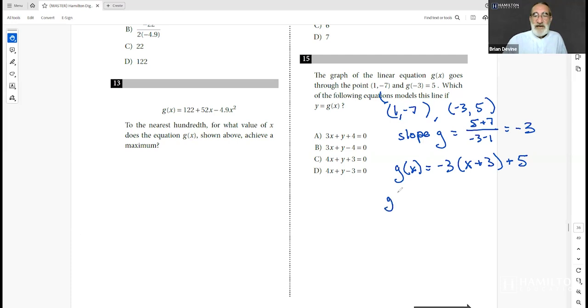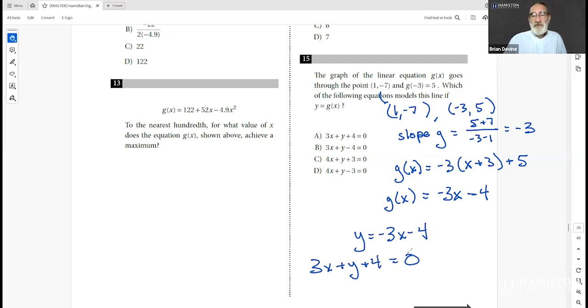And so g of x would have to be -3x minus 9 plus 5, which is -4. So if I have that y equals -3x minus 4, then 3x plus y plus 4 must equal 0 if I add 3x and 4 to both sides. So A is the answer. And you get a point.